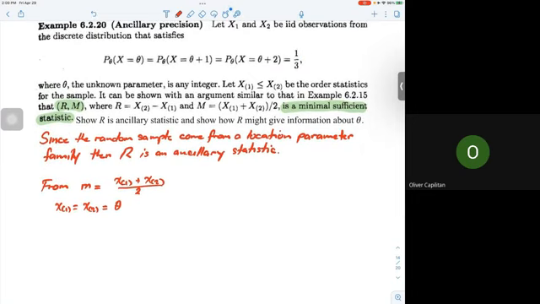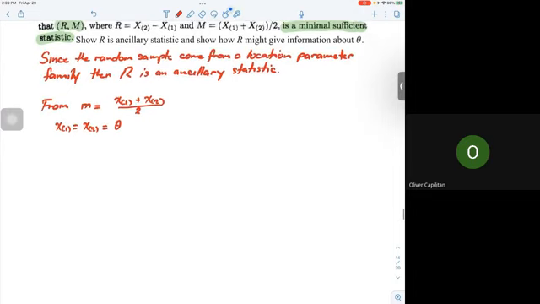Kasi ito lang yung mga possible values ng theta natin, ng x natin. So theta, theta plus 1, theta plus 2. So the values of x range from theta to theta plus 2. So kunwari yung mga realized values niya, the first order stat and the second order stat is equal to theta. So this would imply that our m would be equal to what? Theta plus theta over 2. So this would further imply that theta is equal to m. And this is an integer.